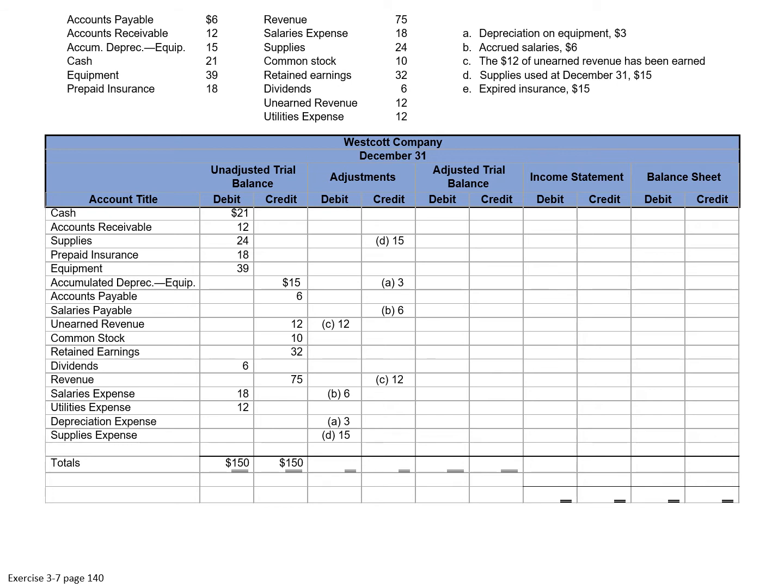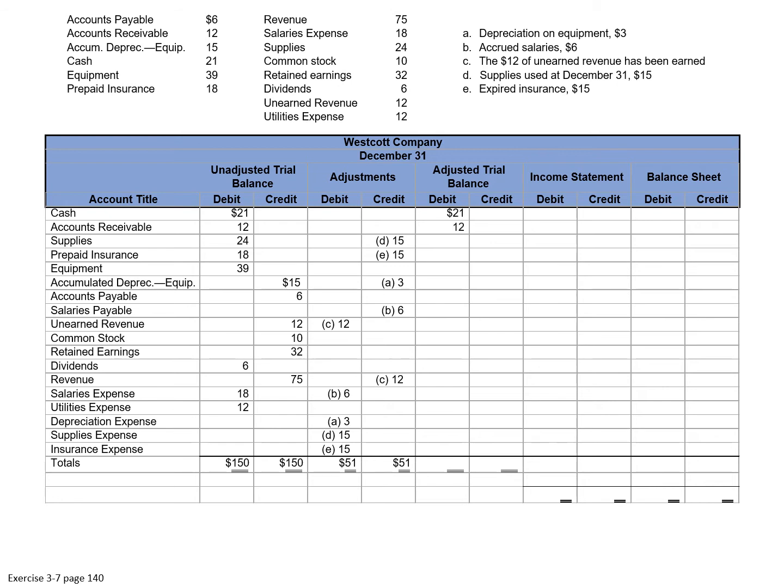And then in the last one, we have expired insurance of $15. So we want to recognize insurance expense of $15 with a debit, and we want to reduce our prepaid insurance with a credit. Then when we take our unadjusted trial balance plus our adjustments, we get our adjusted trial balance. So cash didn't change. We had a debit balance and we still have a debit balance of 21.